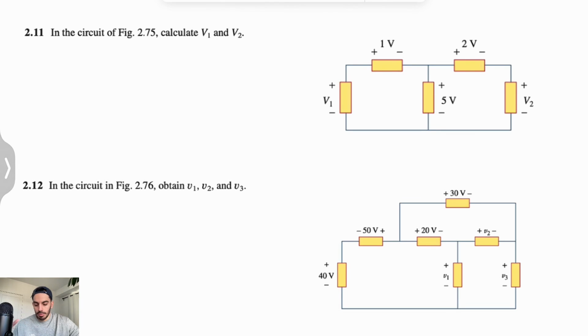Alright guys, welcome back. We're going to be solving two more questions from the second chapter of the Fundamentals of Electric Circuits, and we have question 11 and 12. Let's start with the first one. So in the circuit on the right hand side, we need to calculate V1 and V2, which are basically the two voltages that we have.